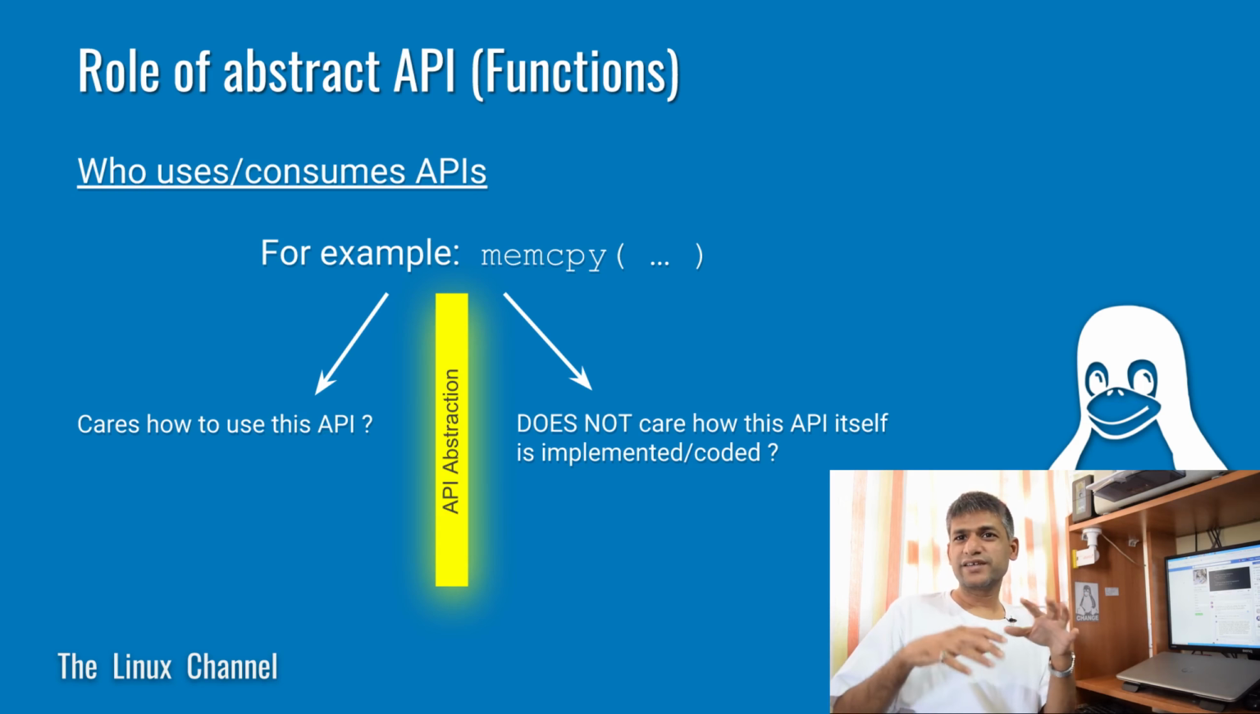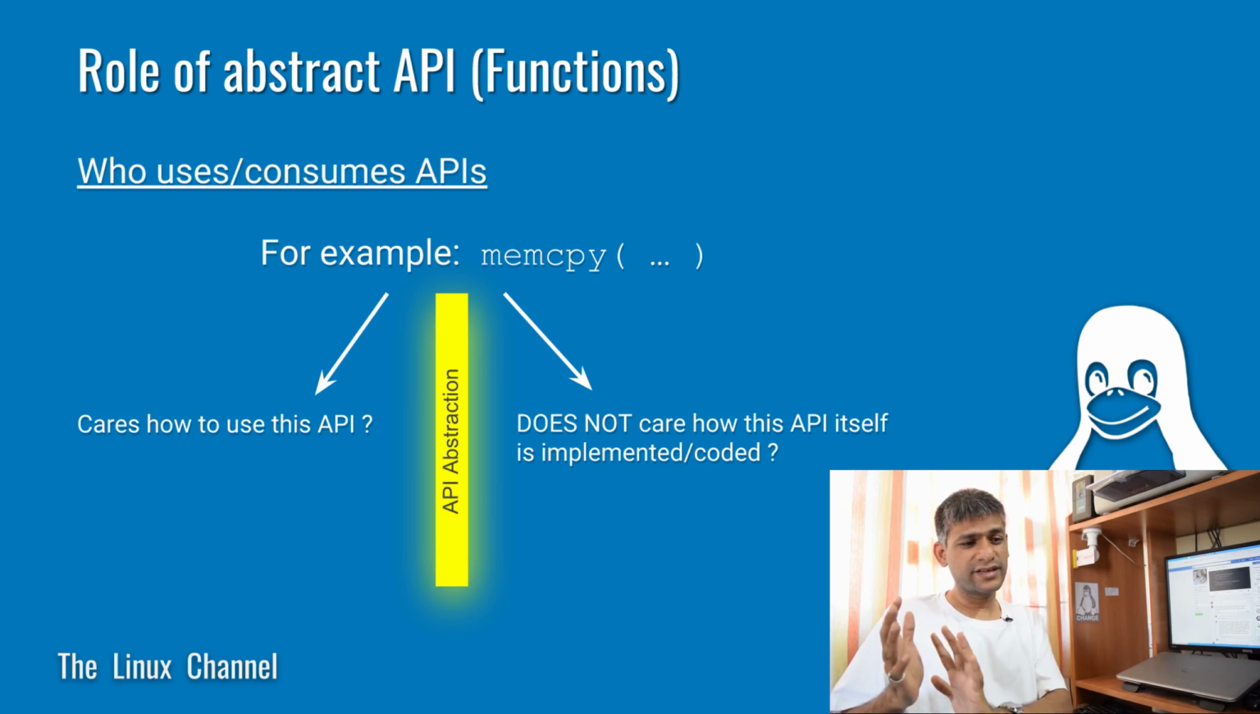So this is where you need to emphasize the role of abstracted APIs, and how to utilize these abstracted APIs. You don't need to worry about what happens inside that API. You just need to use these APIs in that particular order.